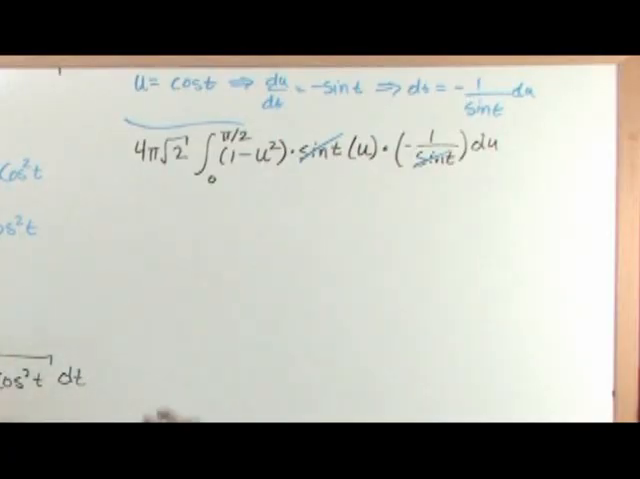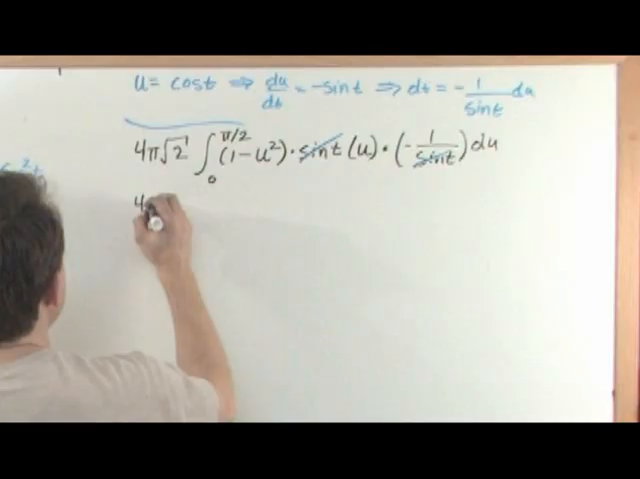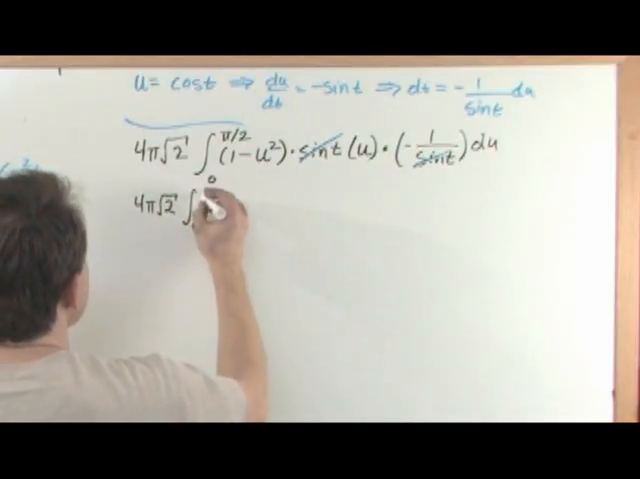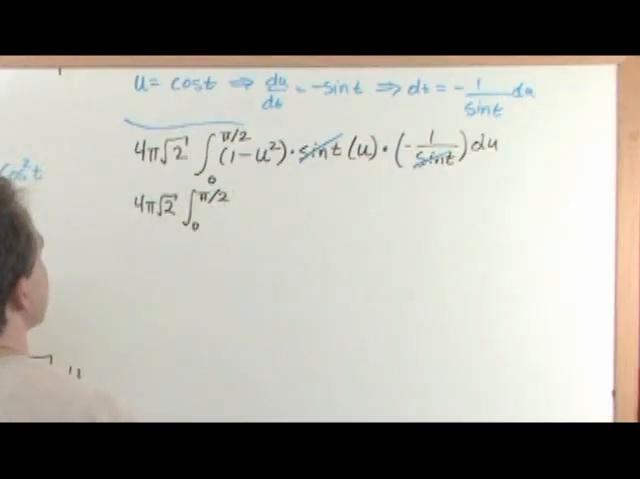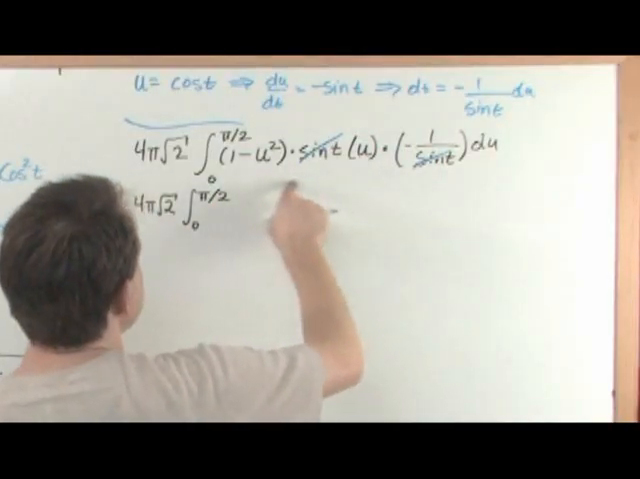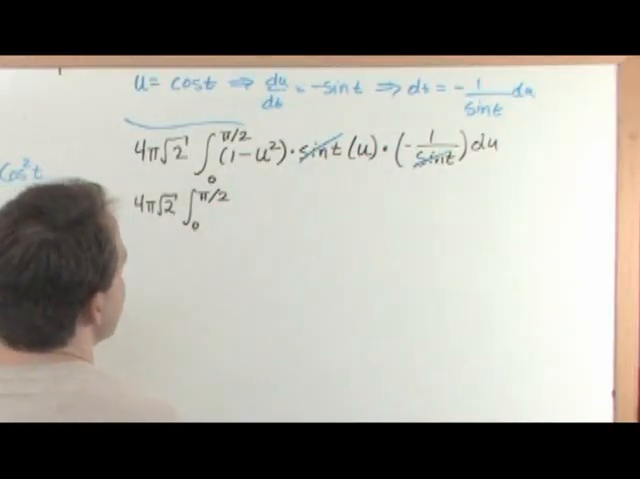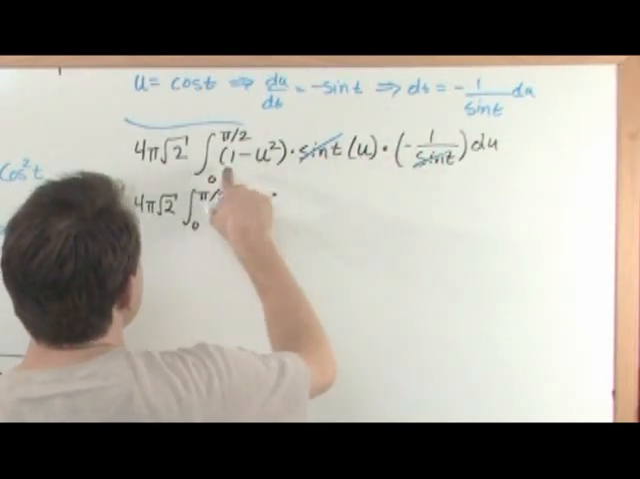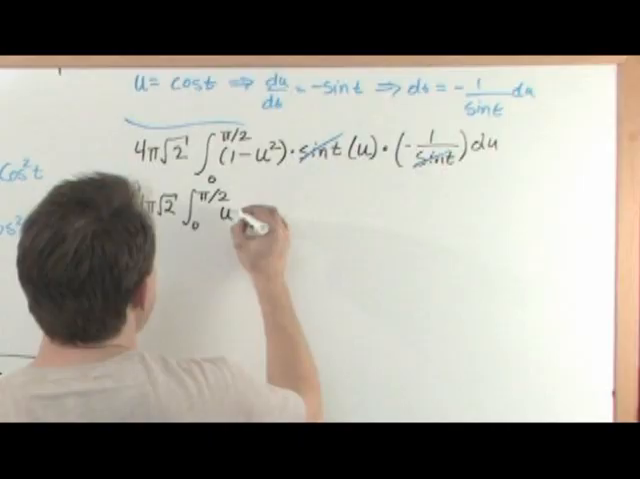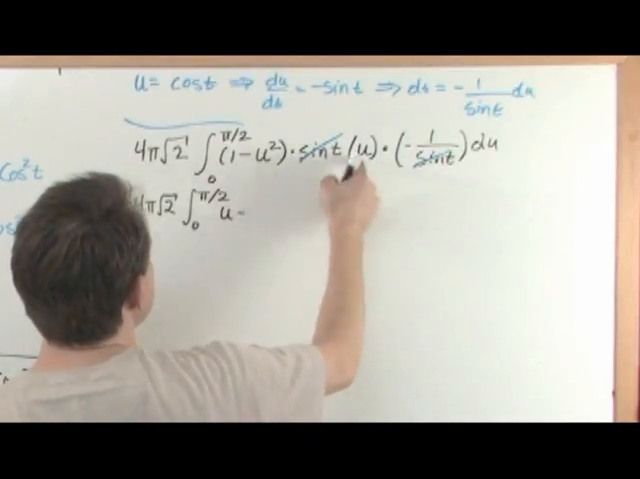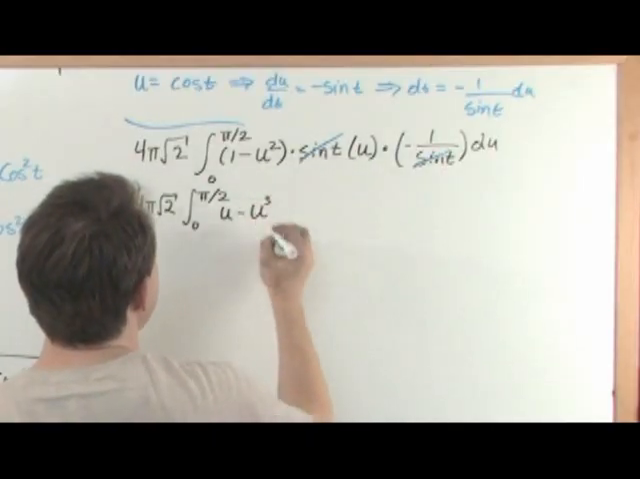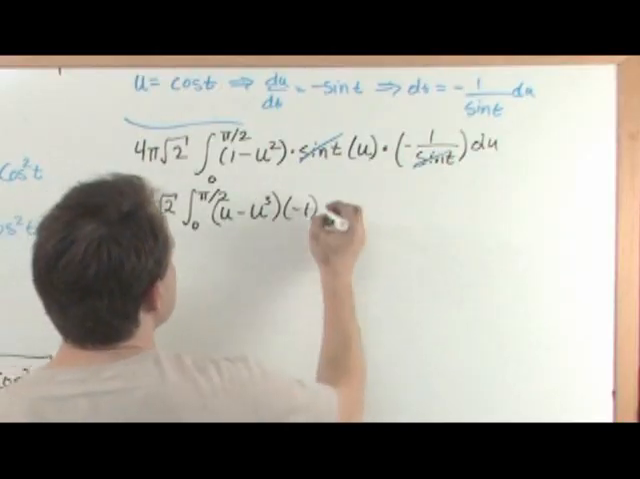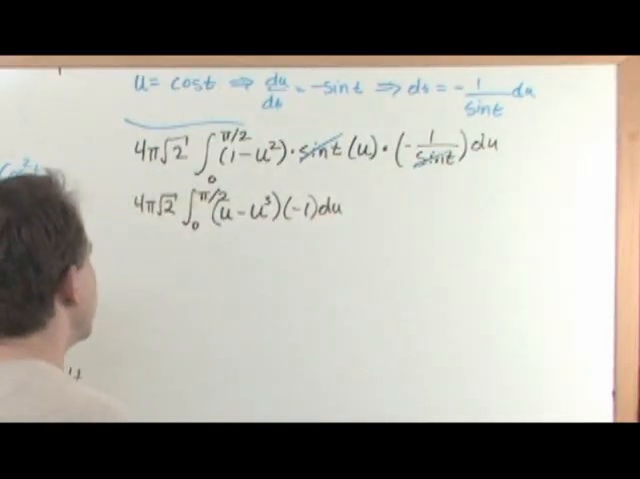So, let's simplify this stuff. 4 pi square root of 2, integral from 0 to pi over 2. Now let's distribute this stuff in. Don't forget you have a negative here. So what you're going to have is u times 1 is u, minus u squared times u is u to the third power, and you're going to have times minus 1 du.